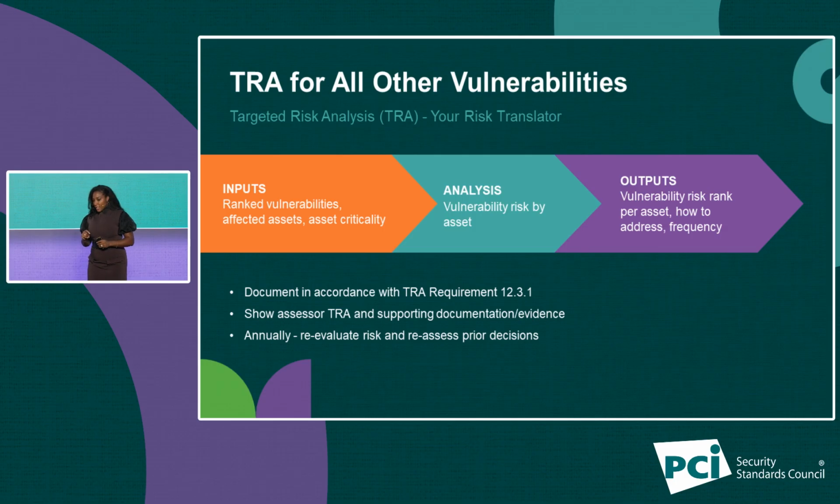Now for targeted risk analyses. So TRA, targeted risk analyses. You need one to support your decision about how you're resolving or addressing all those other vulnerabilities that I mentioned earlier. As different types of inputs, you can consider the vulnerabilities you've assigned, which assets those vulnerabilities have, and how critical those assets are to your environment. Analyze the risks according to each asset: where is the asset, how critical it is. And for your outputs, you rank the risk based on the asset, which vulnerabilities need to be resolved, and in what priority.